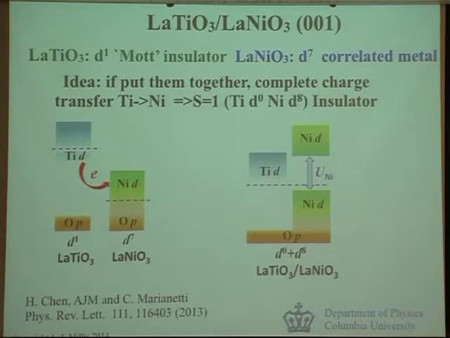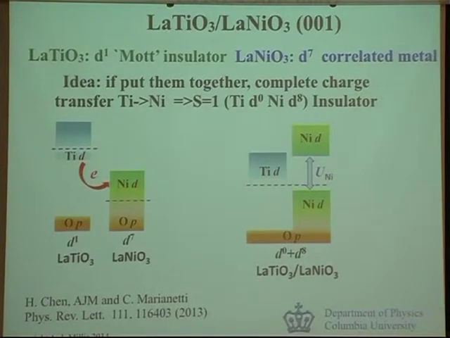So let me show you this, which is slightly out of sequence, but is a simple calculation that we did with another postdoc at Columbia, Hanghui Chen, which is published here, which investigates charge transfer in a superlattice composed of lanthanum titanate and lanthanum nickelate. Right? Now, lanthanum titanate, as I described, is a so-called D1 Mott insulator. Lanthanum nickelate is a correlated metal, as I described, with no particular order. All right? And the question is, what happens if we put these two things together?